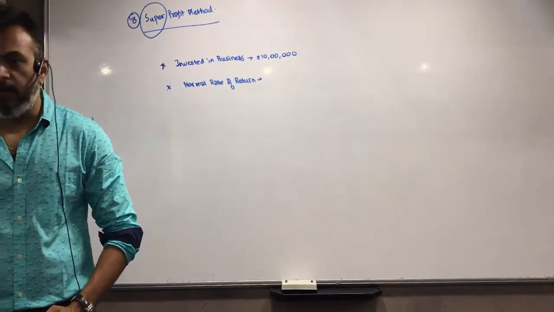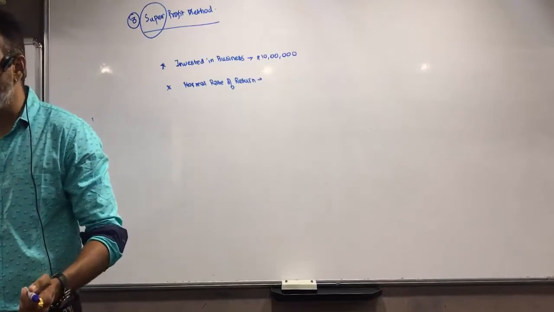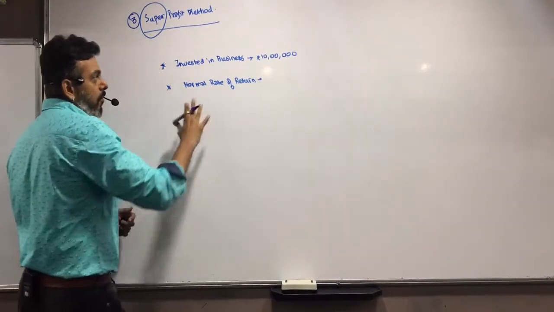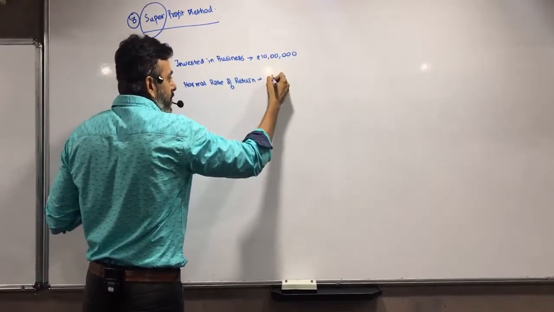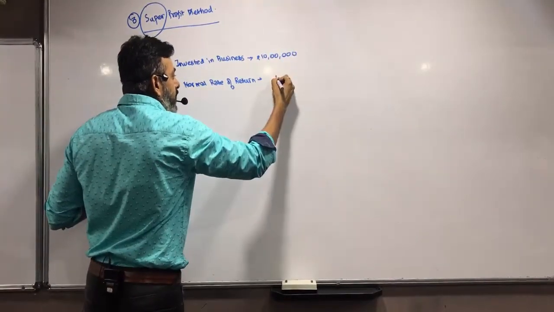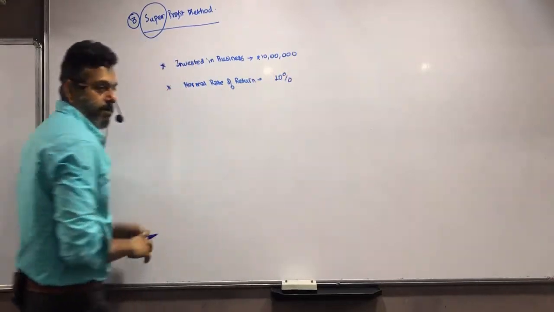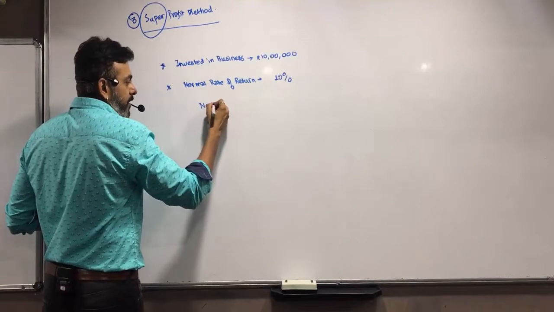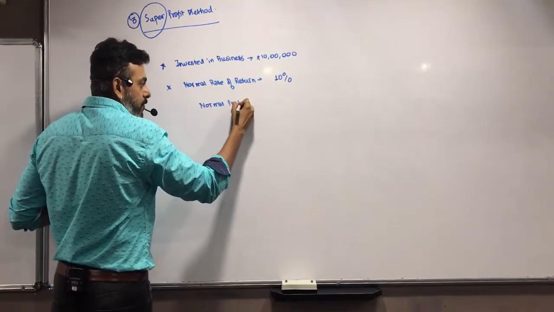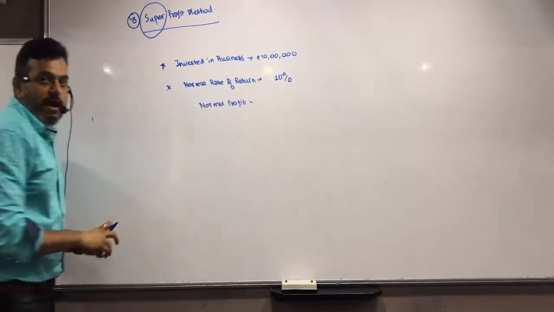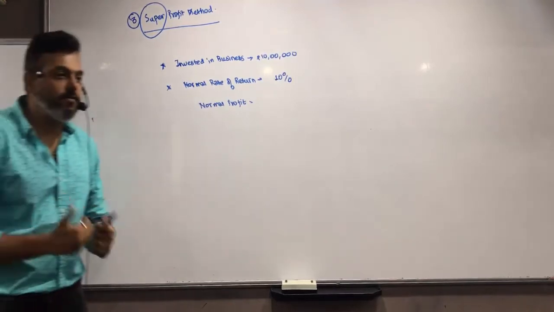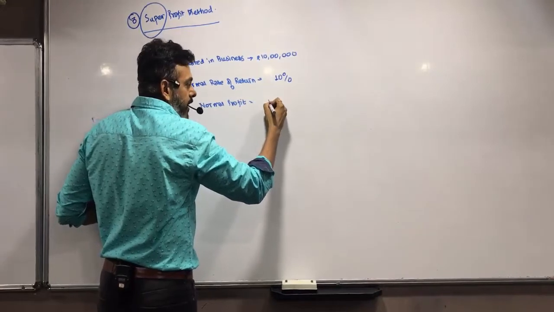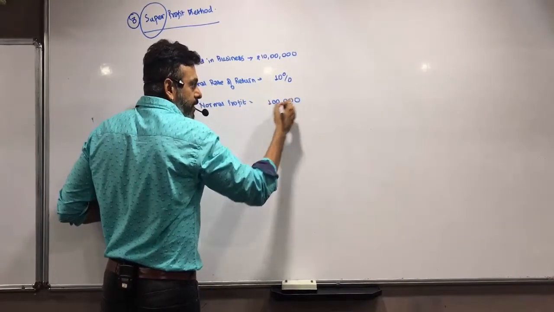service oriented. Here you don't need any inventory or goods. So, say the normal rate of return of the business where I have invested money is 10%. What should be my normal profit? My normal profit should be how much every year? After investing 10 lakh, how much money should I get? 10% of this. So I should get 1 lakh rupees as my profit.